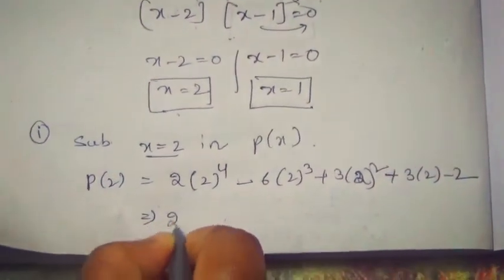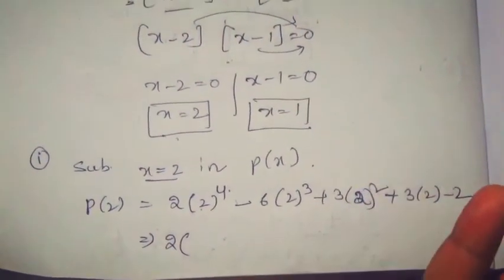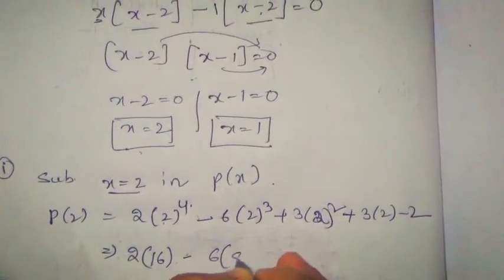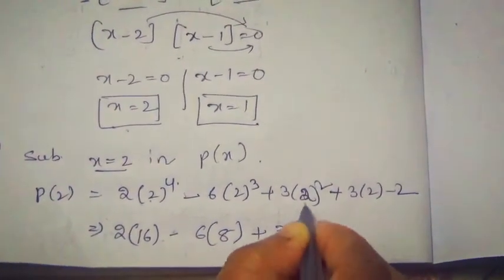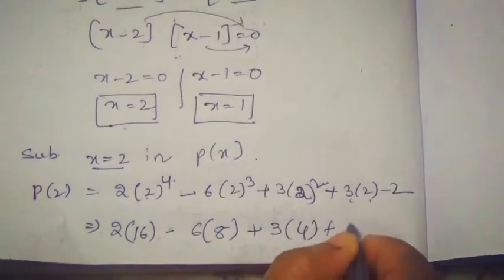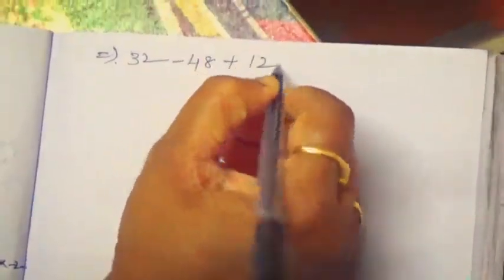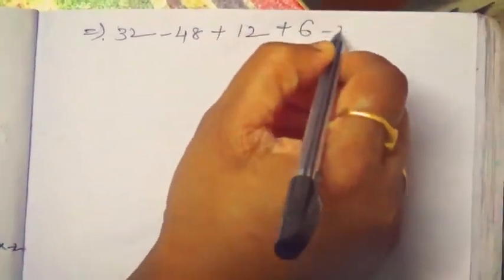That implies 2 of 2 to the power of 4: 2 2's are 4, 4 2's are 8, 8 2's are 16. Minus 6 of 2 cube means 8, plus 3 of 2 square means 4, plus 3 2's are 6, minus 2. So that implies here 2 16's are 32, minus 8 6's are 48, so minus 48 plus 3 4's are 12 plus 6 minus 2.